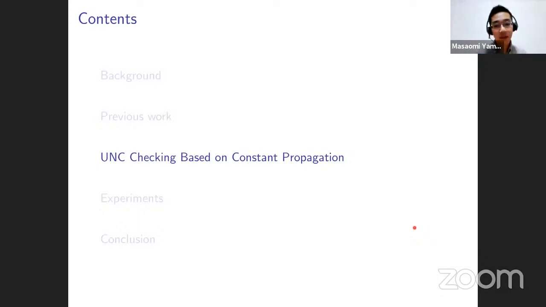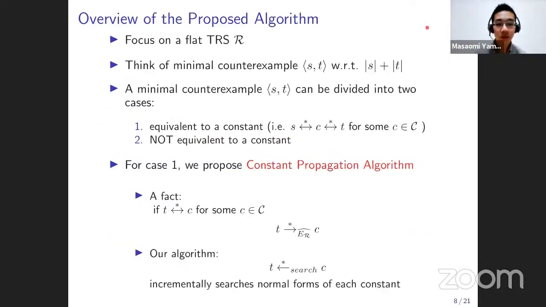Next, I explain our new decision procedure. Here, let's overview the proposed algorithm. We also focus on a flat TRS R. And in this algorithm, we focus on a minimal counterexample s, t. The meaning of minimal is about the sum of the sizes of s and t. In our algorithm, we divide the minimal counterexample s, t into two main cases.